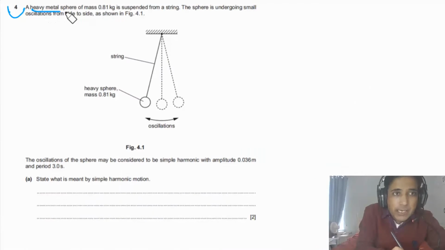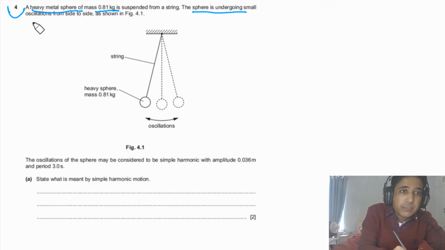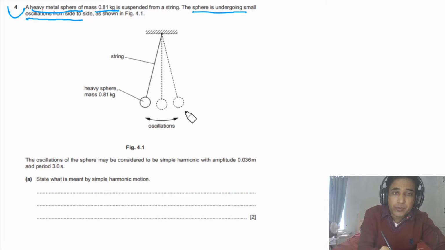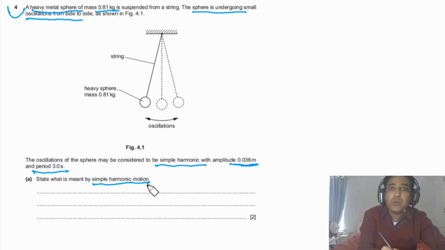Question 4 says, a heavy metal sphere of mass 0.81 kg is suspended from a string. The sphere is undergoing small oscillations from side to side as shown in figure 4.1. Meaning this one is moving like this. The oscillations of the sphere may be considered to be simple harmonic with amplitude 0.036 meters and period 3.0 seconds. For part A, state what is meant by simple harmonic motion.